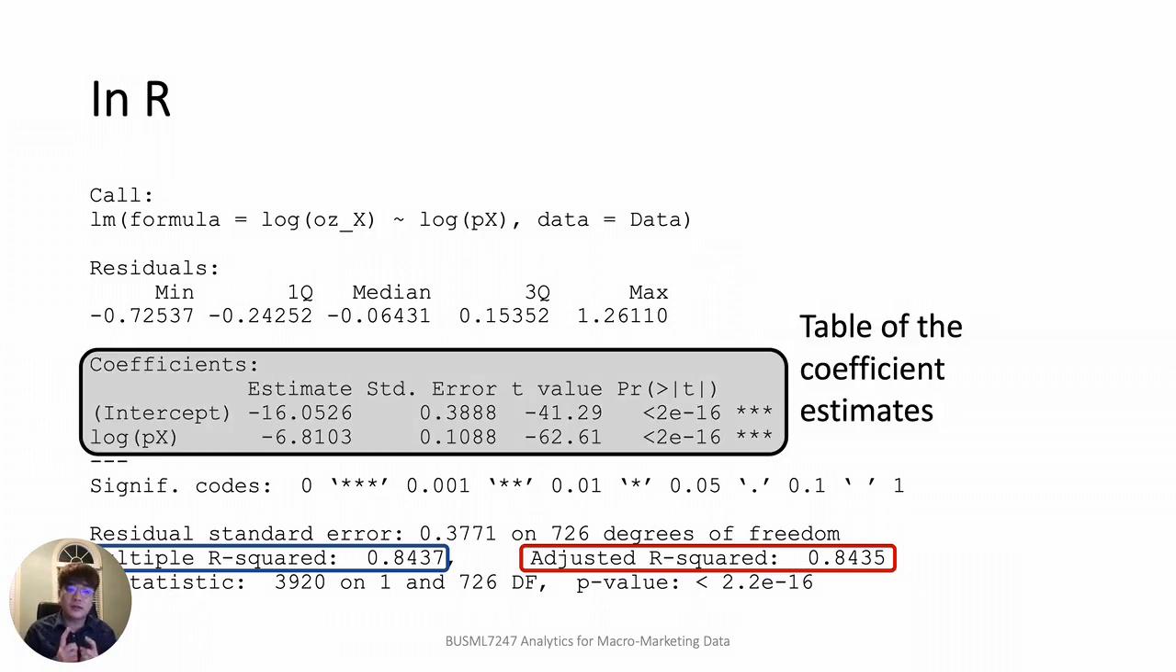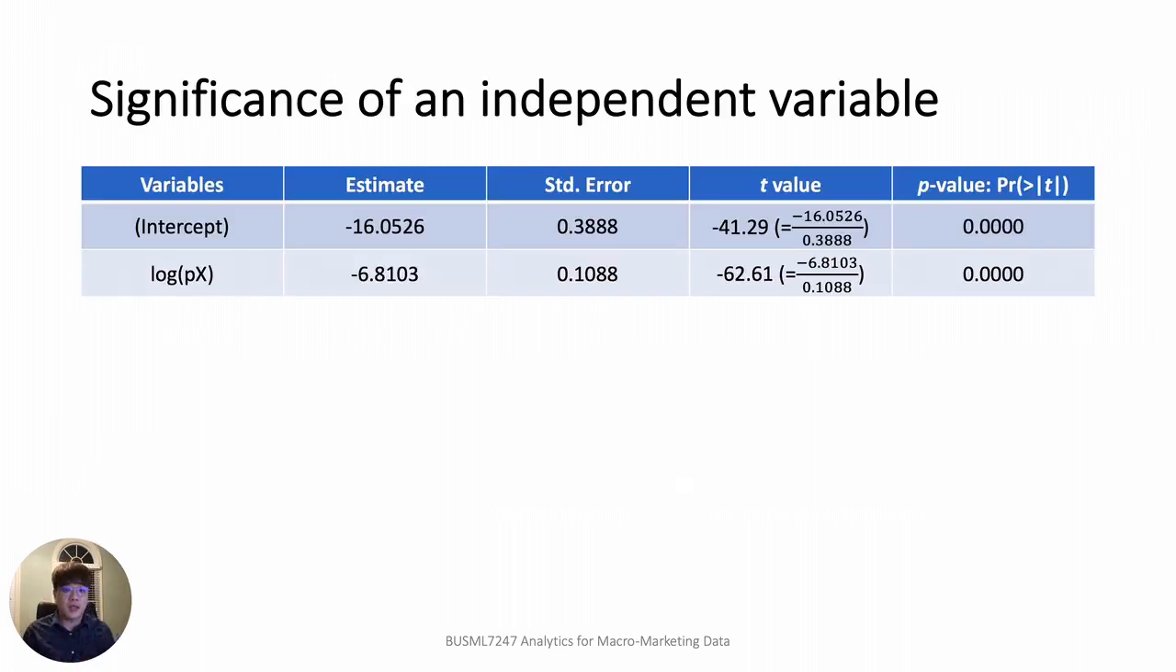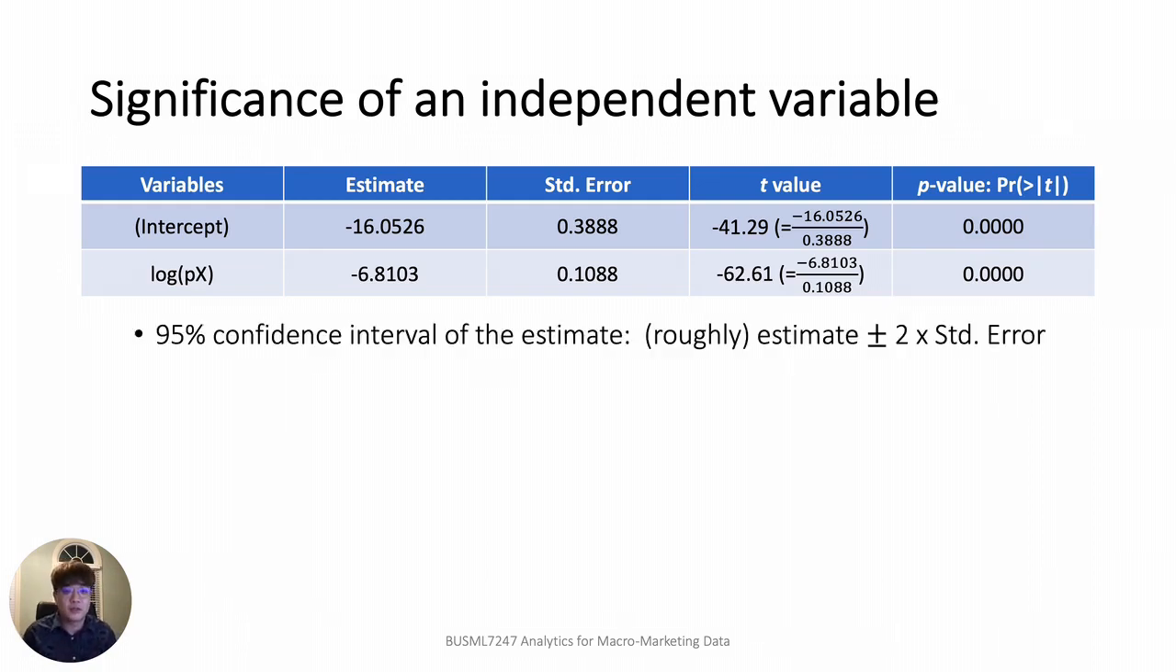And this is the table of the coefficient estimates. Now, I'm going to explain how to read the table. This table is the same as the R table in the previous slide. We have 4 columns of numbers with the column of variable names. The first column of numbers shows the values of estimates. The second column shows the standard errors of estimates.